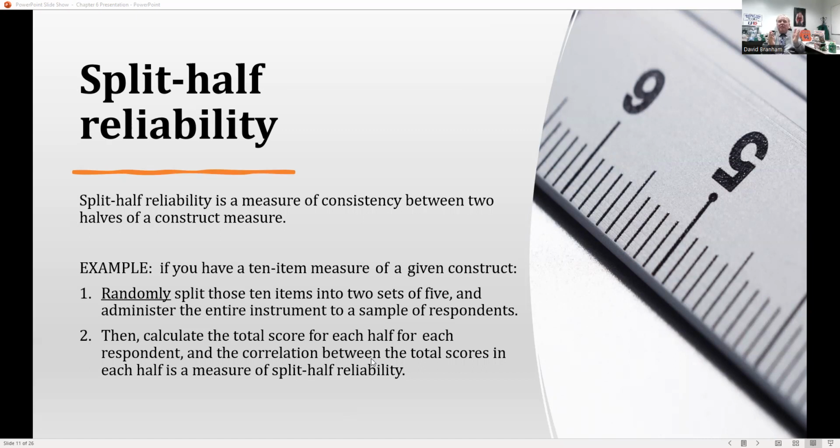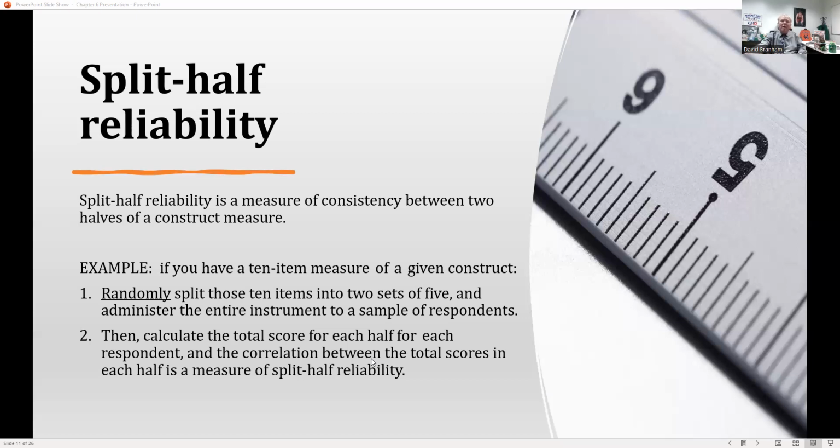So you randomly split the 10 items into 2 sets of 5, then calculate the total score of each half for each respondent. And the correlation between the two total scores in each half would be a measure of your reliability. If you want a highly reliable test for, say, intelligence, you would give a 100-question test. You randomly split the questions 50-50, where you basically flip a coin on each question and say, okay, it's in this one, next one's in this one, and so forth. And then you would expect that those scores would be the same for each test if you have a reliable test.